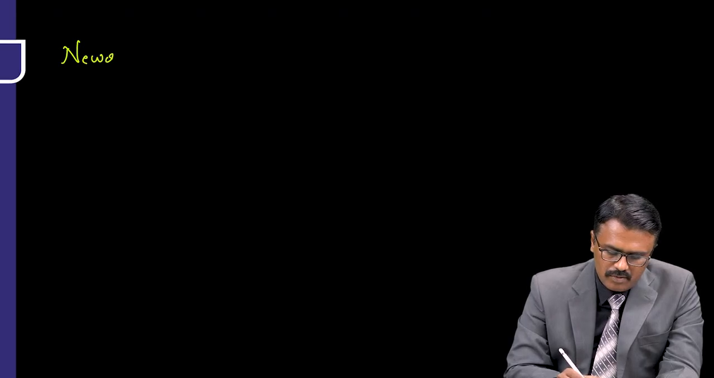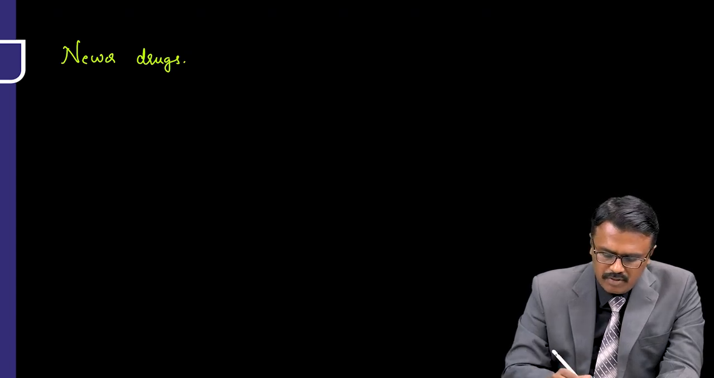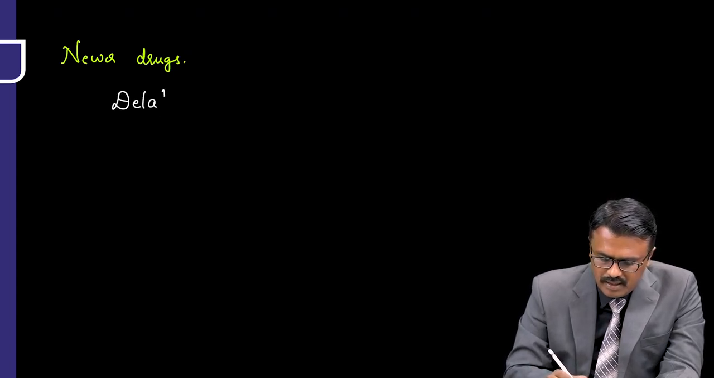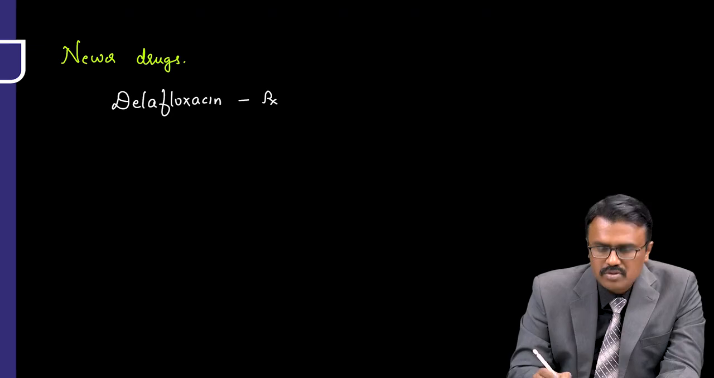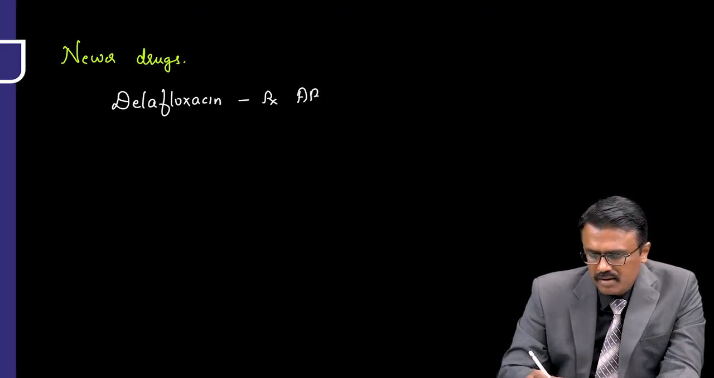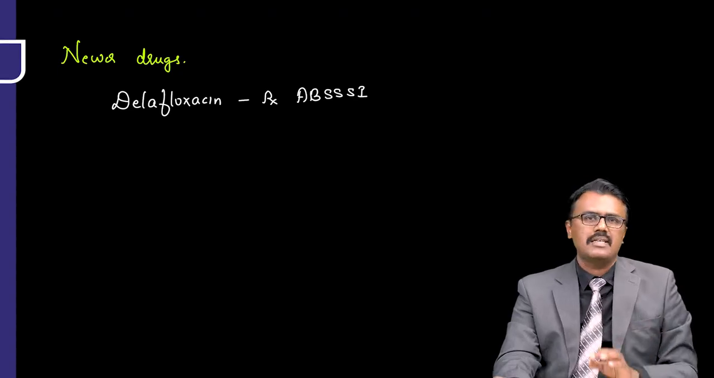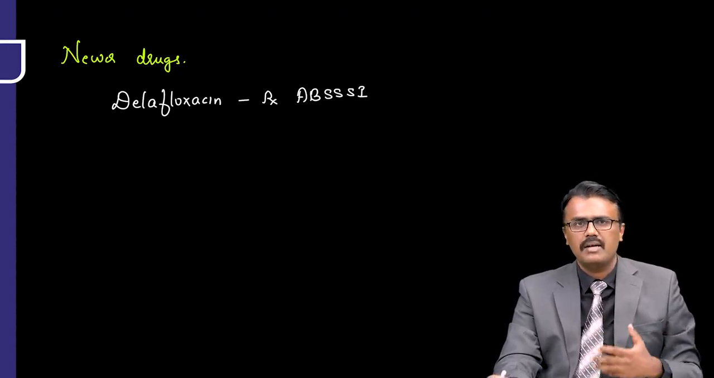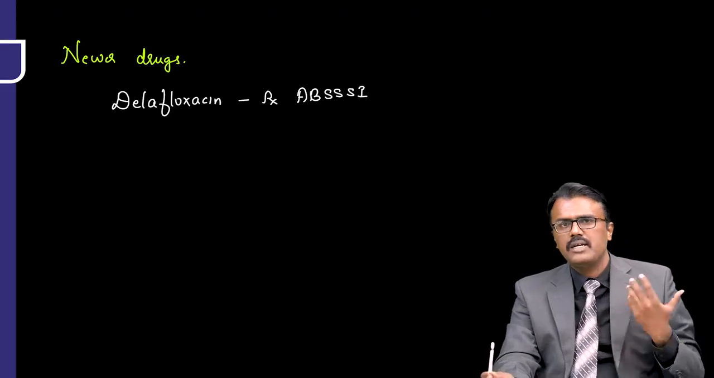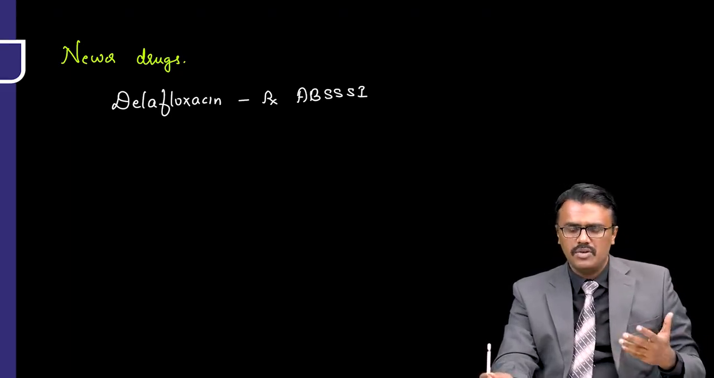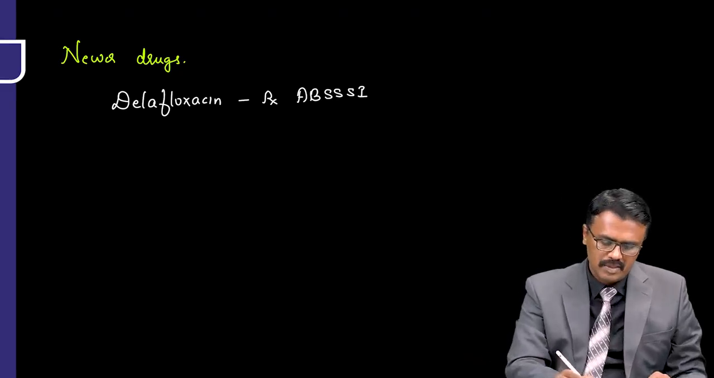Moving on to the newer drugs. What are the newer drugs in fluoroquinolones? The name is delafloxacin. Delafloxacin is used to treat ABSSSI. What do you mean by ABSSSI? Acute bacterial skin and skin structure infection, like folliculitis, carbuncle, furuncle. Usually these infections are caused by Staph aureus, so you can use delafloxacin.